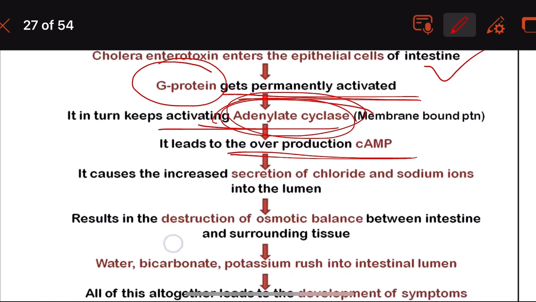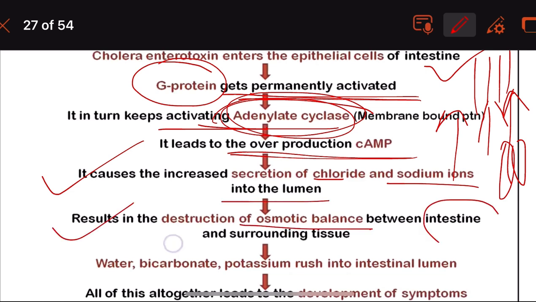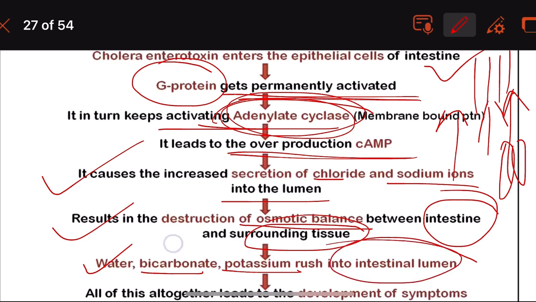It leads to the overproduction of cAMP and activation of protein kinase A, and this will open all the transport ion channels. It leads to increased secretion of chloride ions and sodium ions into the lumen, and there is a destruction of osmotic balance between the intestines and the surrounding tissue. Even the water, bicarbonate, and potassium will rush into the intestinal lumen.